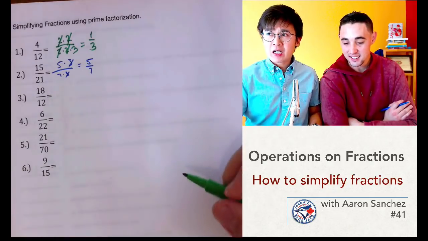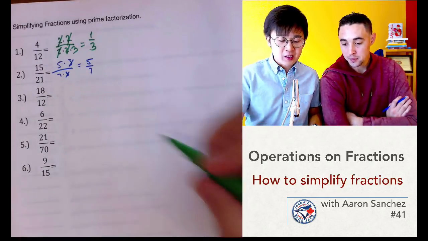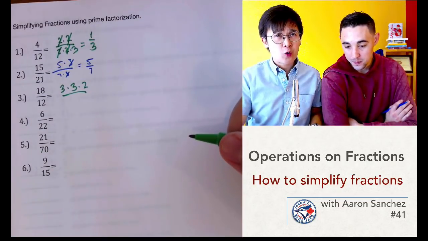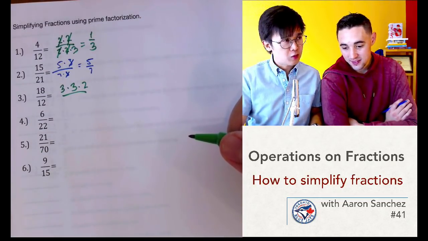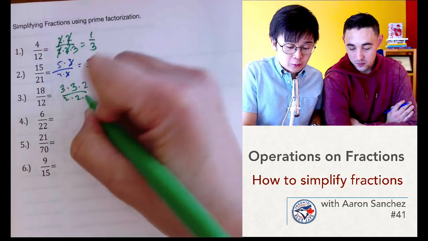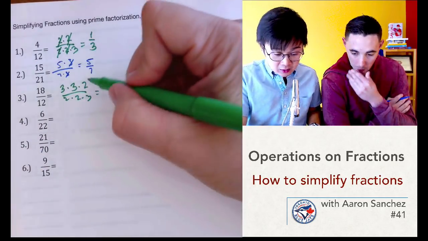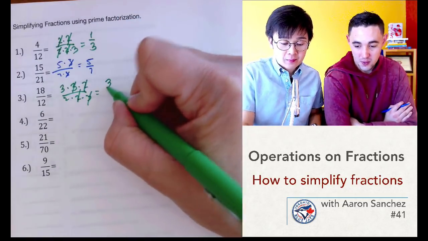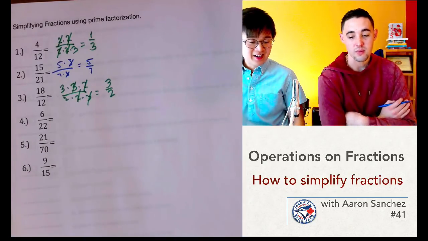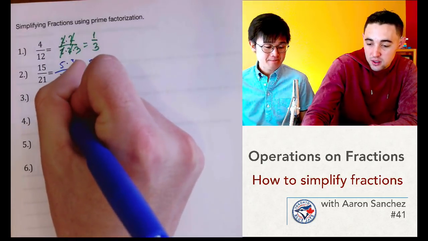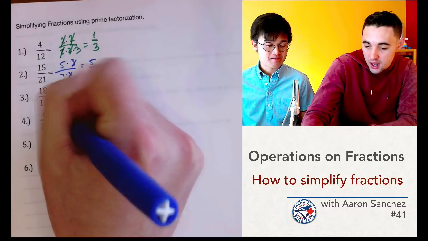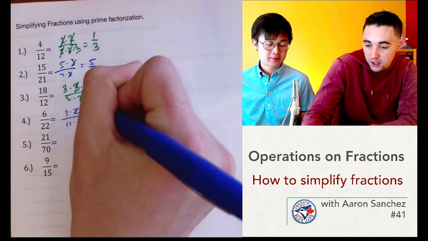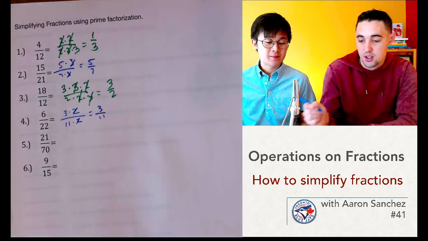18 over 12. 18 I know is 9 and 2, and 9 is 3 and 3, so 3, 3, 2. And 12 is 4 and 3, so it's 2, 2, 3. I'll cancel 2, 3, and I'm left with 3 over 2. Alright. Okay. 6 is 3 and 2, and 22 is 11 and 2. You cancel that out, you're left with 3 over 11, and that is your answer.